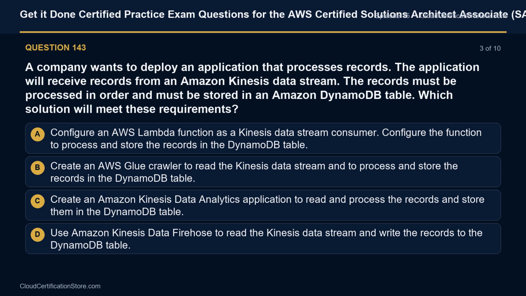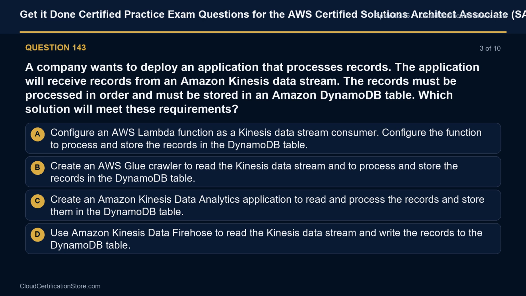Question 143. A company wants to deploy an application that processes records. The application will receive records from an Amazon Kinesis data stream. The records must be processed in order and must be stored in an Amazon DynamoDB table. Which solution will meet these requirements? Option A. Configure an AWS Lambda function as a Kinesis data stream consumer. Configure the function to process and store the records in the DynamoDB table.